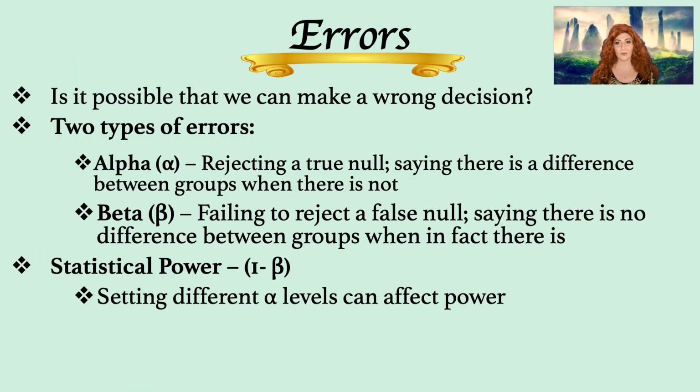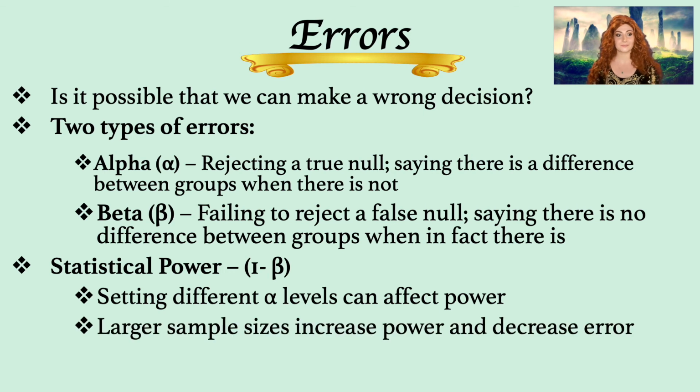Another concept that we should be aware of is statistical power. The formula for statistical power is 1 minus the beta error. Statistical power can be manipulated by setting different alpha levels. So for example, if we set our alpha level to 0.01 or 1%, that means our power is going to be higher if we're willing to accept only 1% chance of error. I told you that the default is always 5%, which typically it is, but if you wanted to increase the power of your test, you could decrease the size of the alpha error you're willing to accept.